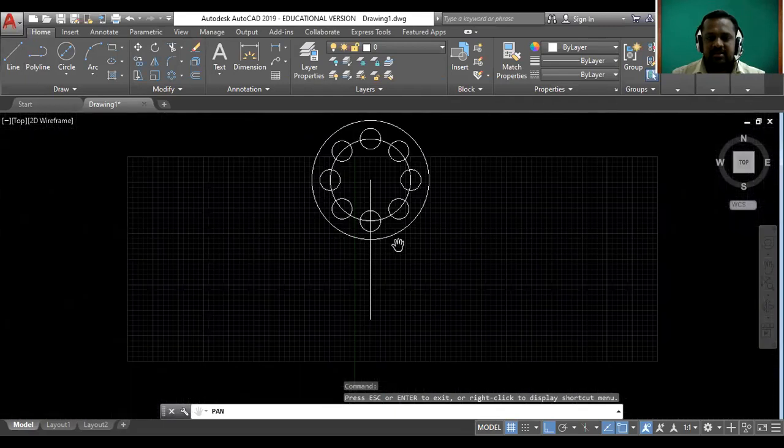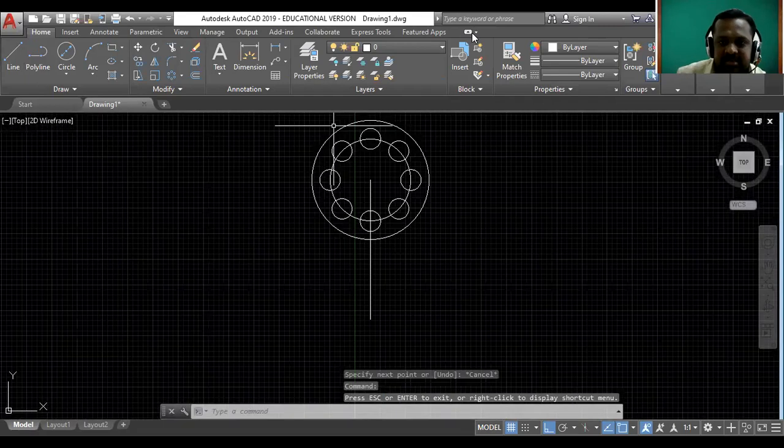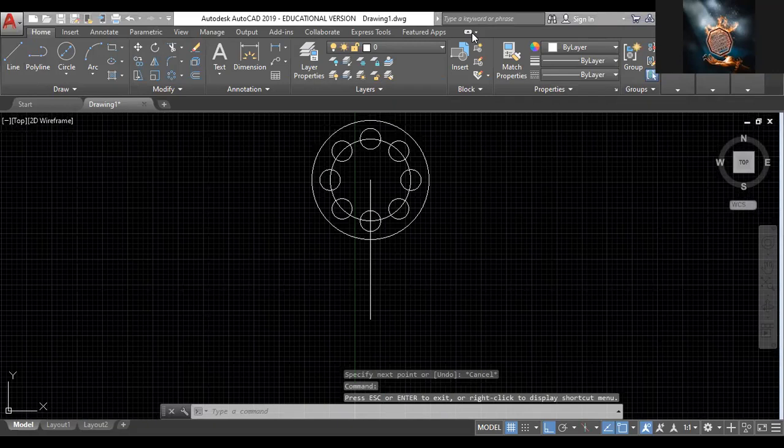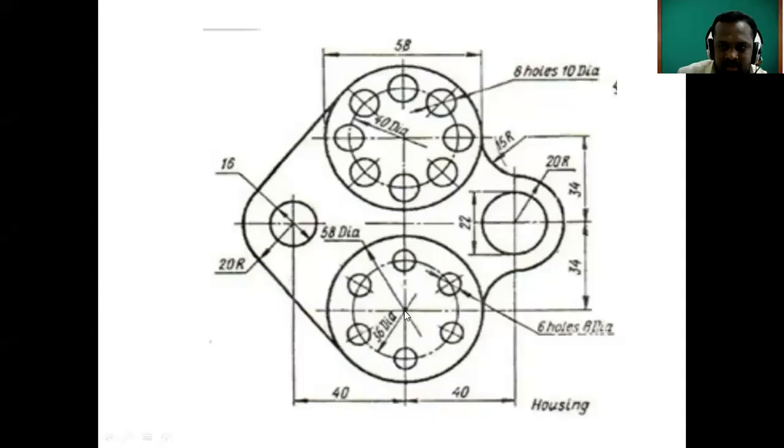Yes, may I write? Yes, please. Yes, sir. Then. Sir. Take the polar array to send. Okay, here I will explain. In this side also we have to require the polar array. Okay, here I will explain once again.